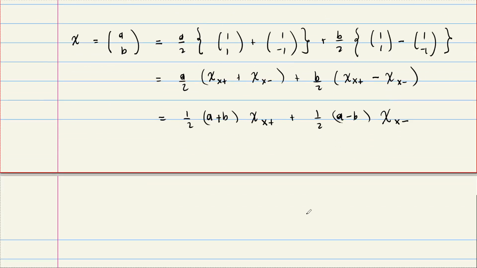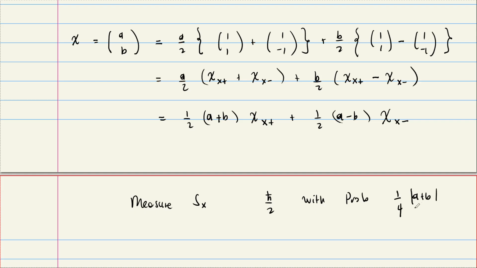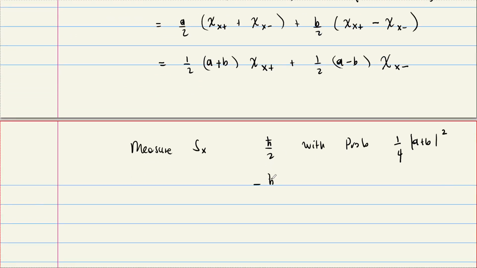Now I can use my measurement postulate. And my measurement postulate says, if I measure Sx, I'm going to get h bar over 2 with probability 1 over 4 a plus b squared. I'm remembering these are complex numbers. And I get minus h bar over 2 with probability 1 over 4 a minus b squared. Good.